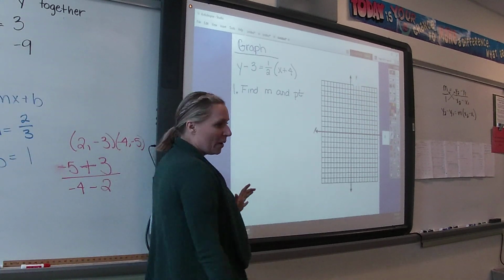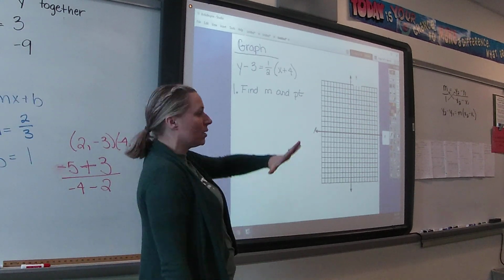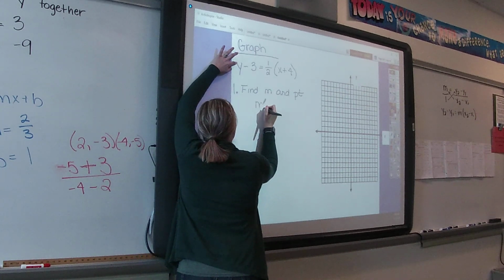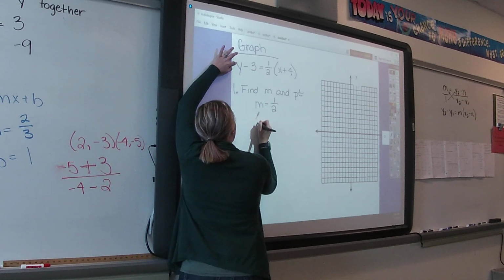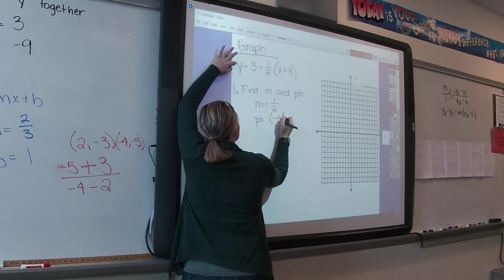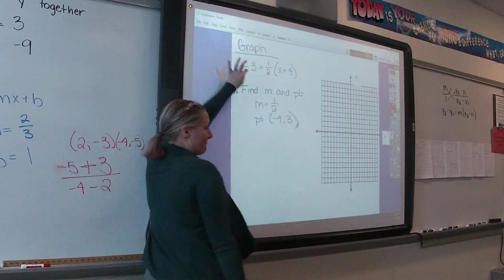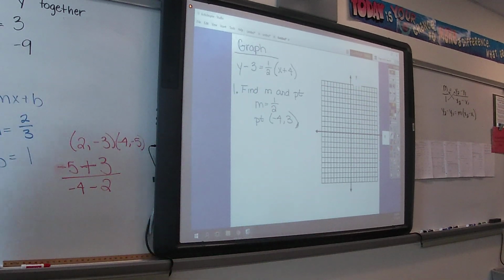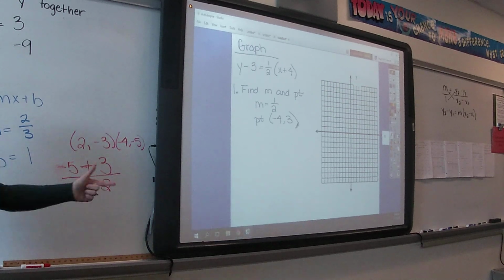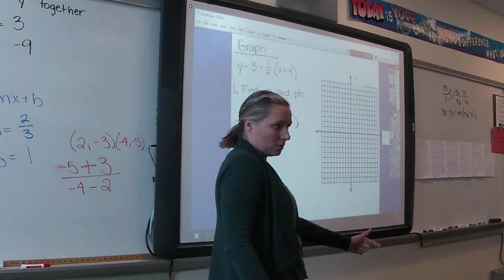Okay, so we should all know at this point what does m equal? 1/2. And what is our point? -4, 3. Hopefully that's just a quick check where we're able to find that out.